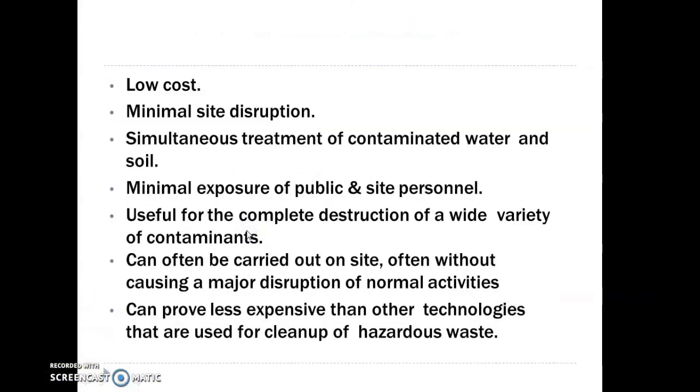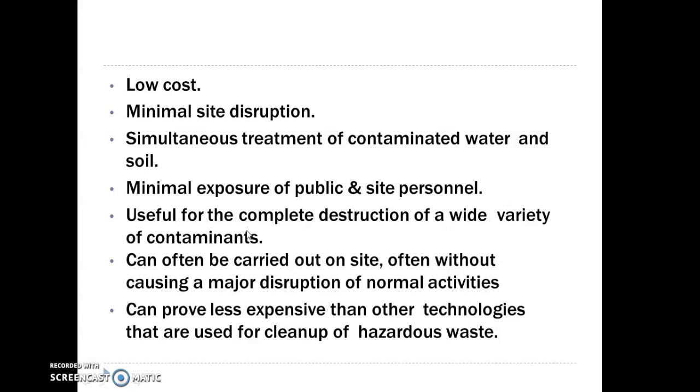So low cost, minimum site disruption. Due to bioremediation, no other side effect is caused to the environment. So it is having a minimal site disruption. Simultaneous treatment of contaminated water and soil. So we can simultaneously treat water and soil during bioremediation. Minimal exposure of public and site personnel. So it requires very minimal exposure of public and site personnel.